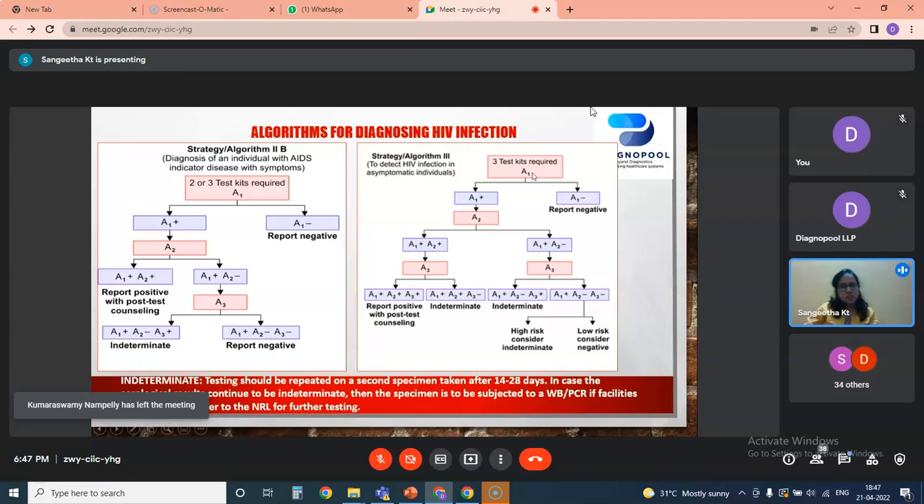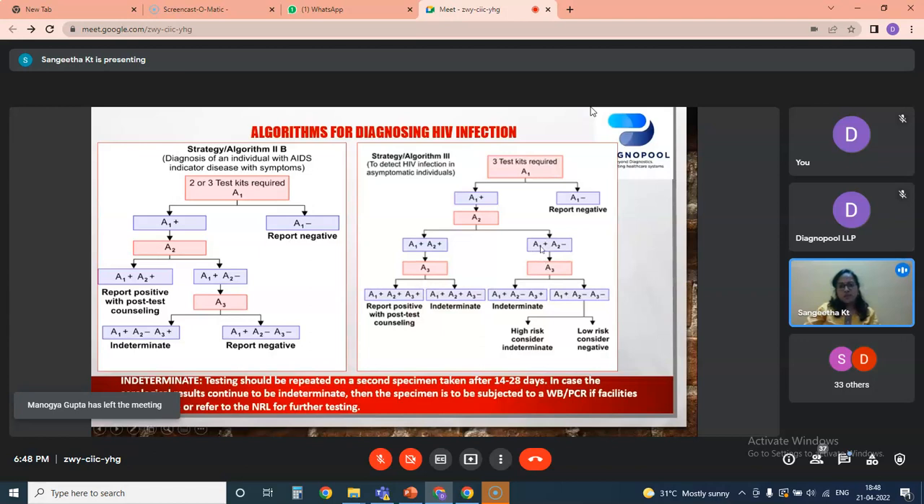So here we again use a 3 test kit strategy, where we have the first test, and if it is positive, we go for doing a second test. If both the tests are positive, we do a third test. And these 3 tests should be positive to call it a positive case. Now here, A1 positive, the second test positive, but the third test negative, we give it as indeterminate, with testing repeated after 14 to 28 days.